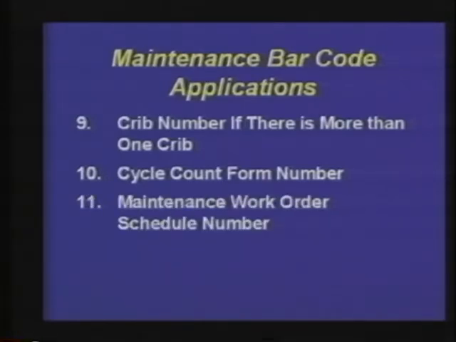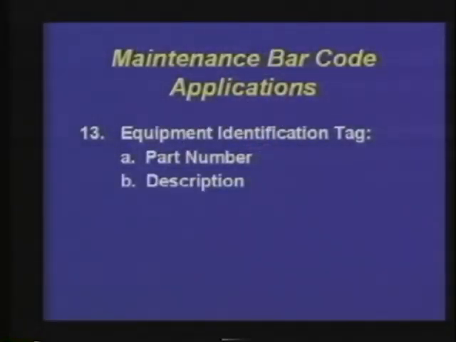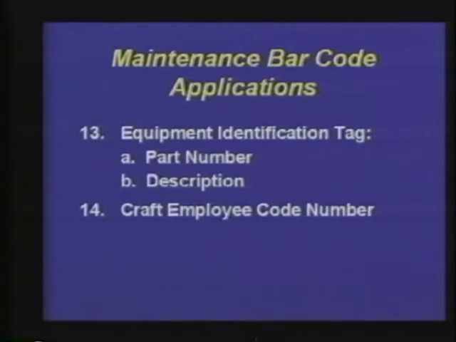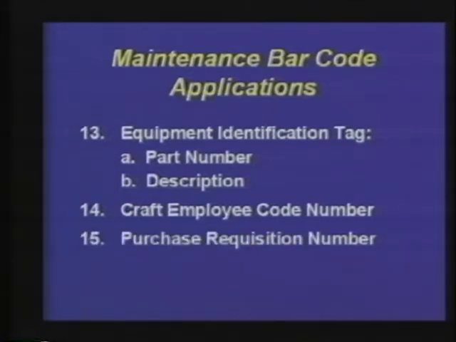The maintenance work order scheduling number, and these could be identified by weekly schedules, daily schedules, and likewise shift schedules. Tool identification data, and here again all I need is the barcode for the tool number, and the description would automatically follow the part number. Similarly, on page number 49B, item 13 identifies the equipment identification, and then continuing on, 14 is the craft code by employee. 15 would be a purchase requisition number.